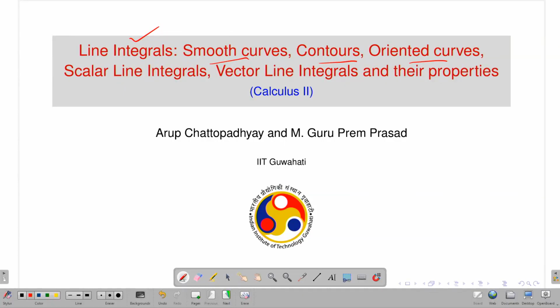But before introducing the notion of scalar line integral, I need the notions of smooth curves, contours and oriented curves. If I remember correctly, in the first or second week of my lectures I introduced the notions of curves, smooth curves and contours. So let me recall this once again very briefly, and then I will talk about scalar line integrals, a couple of properties and examples, and then vector line integrals, a couple of properties and examples. That is the plan for the coming two or three lectures.